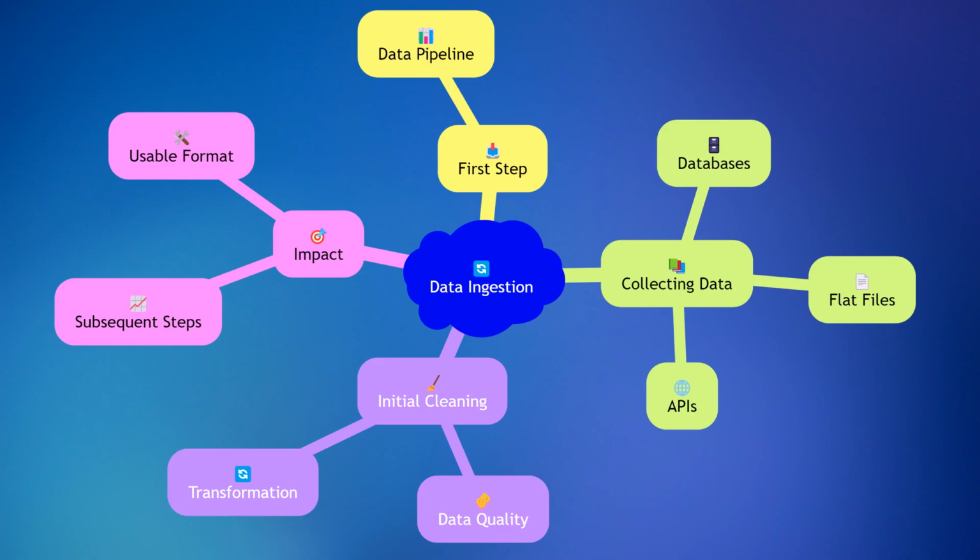Data ingestion is the first step in a data pipeline. It involves collecting data from various sources and preparing it for further processing. This step is crucial because the quality and format of the ingested data can significantly impact the subsequent steps in the pipeline. Data ingestion can involve reading data from databases, APIs, or flat files, and it often includes initial data cleaning and transformation to ensure that the data is in a usable format.